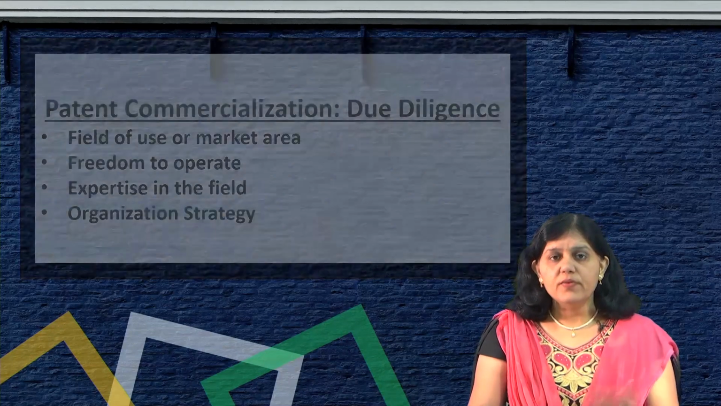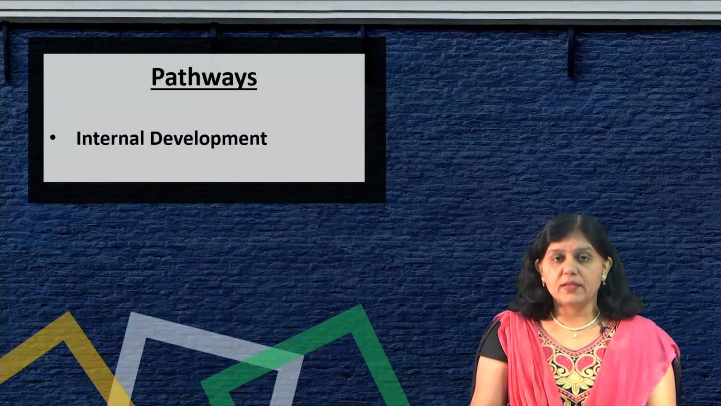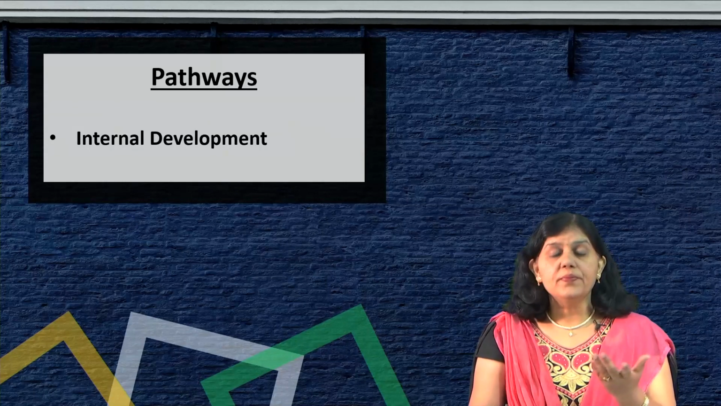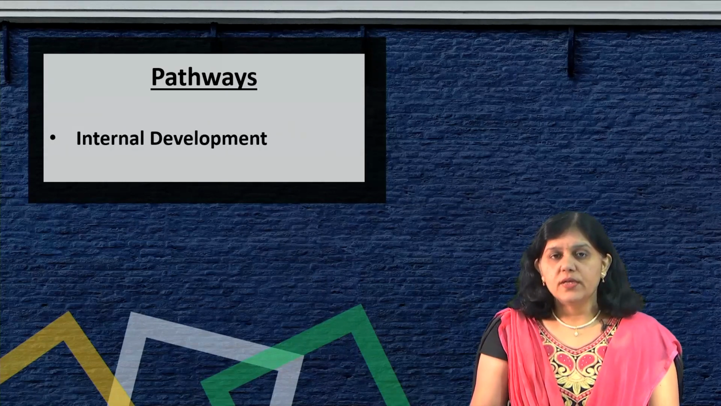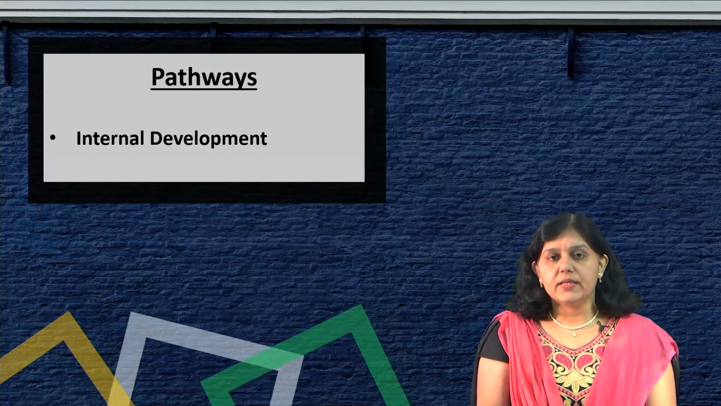Now, we will see the pathways. We have said that there are a total of 4 pathways: internal development, licensing, joint ventures, and startups or spin-offs. So, let us see now what internal development is, right.